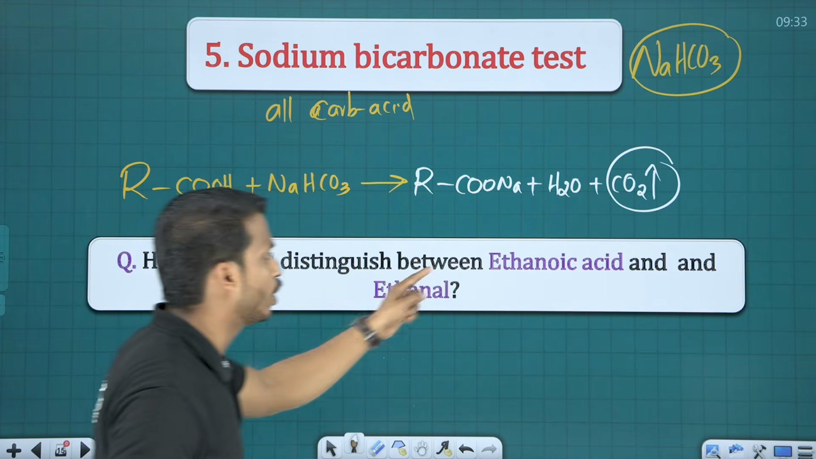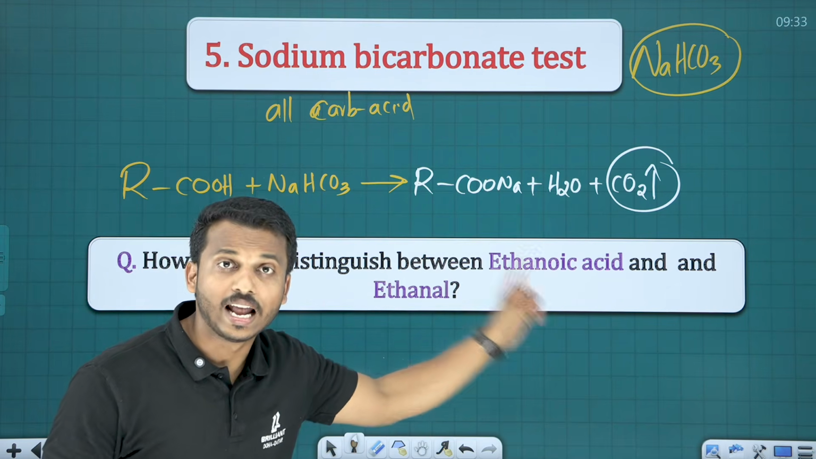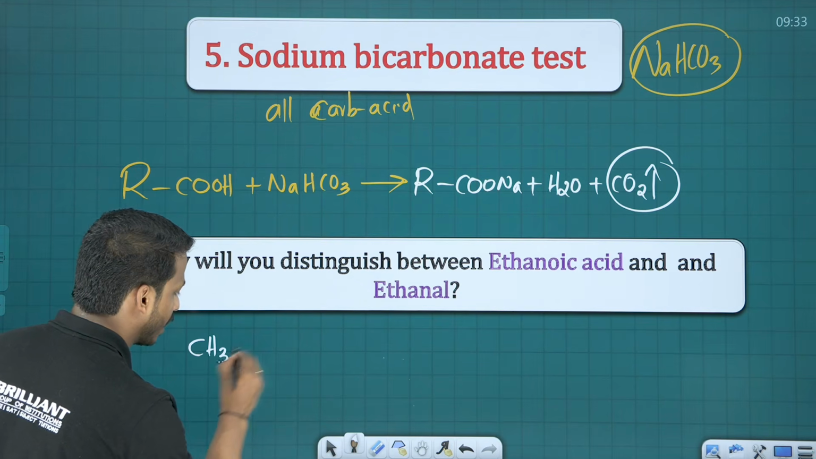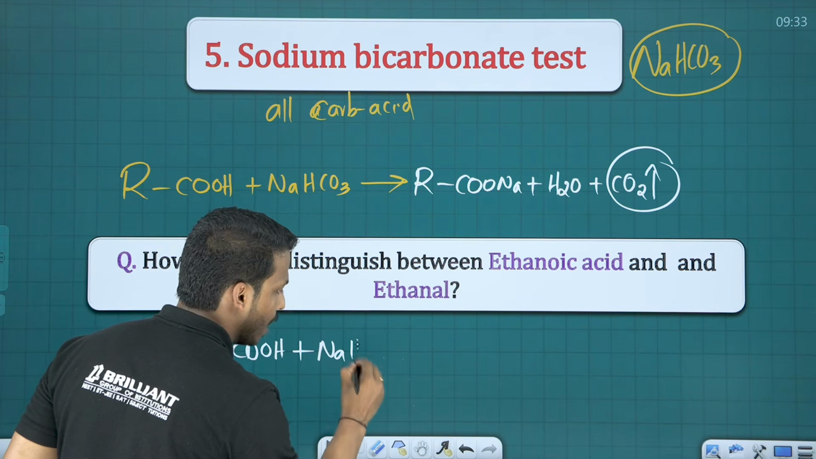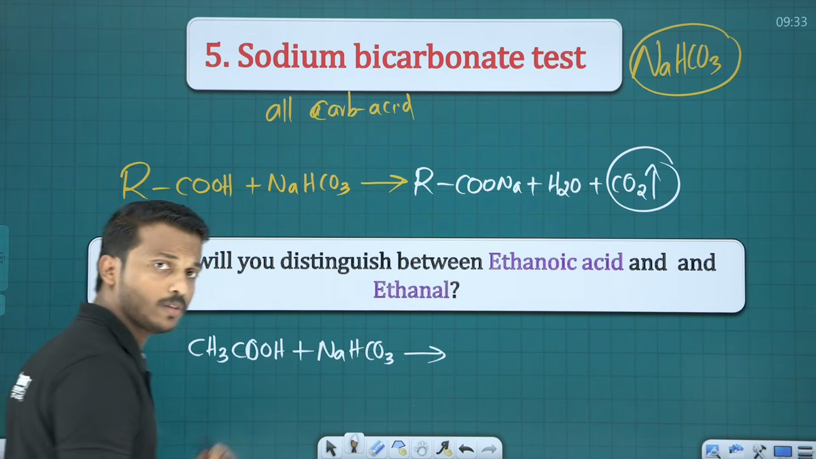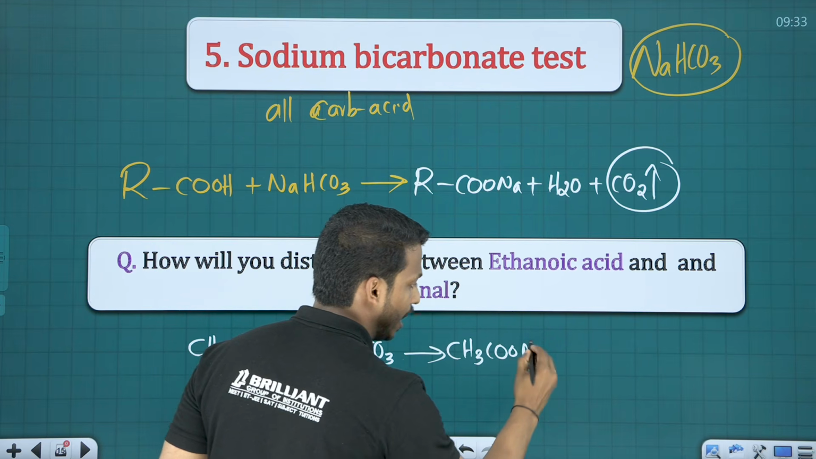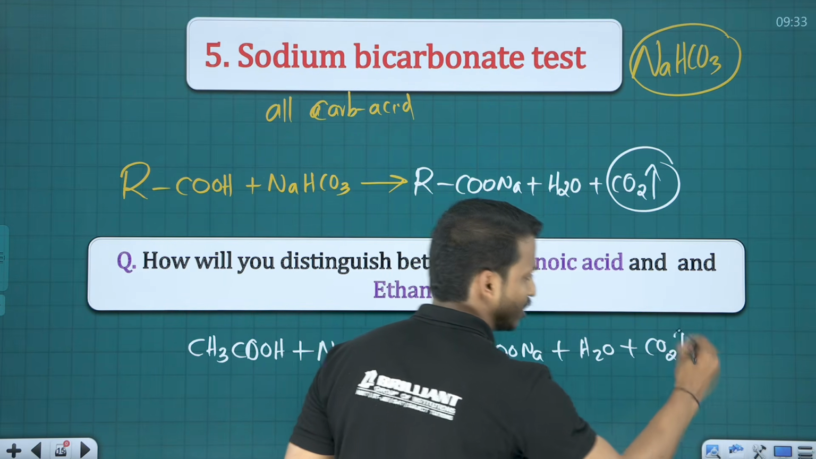Question, how will you distinguish between ethanoic acid and ethanol? It's an acid. Acid gives this test, alcohol does not. What is the test? Take your ethanoic acid, CH3COOH, and mix with sodium bicarbonate, dear. What happened? The salt CH3COONa forms, along with H2O, and carbon dioxide gas starts to generate.